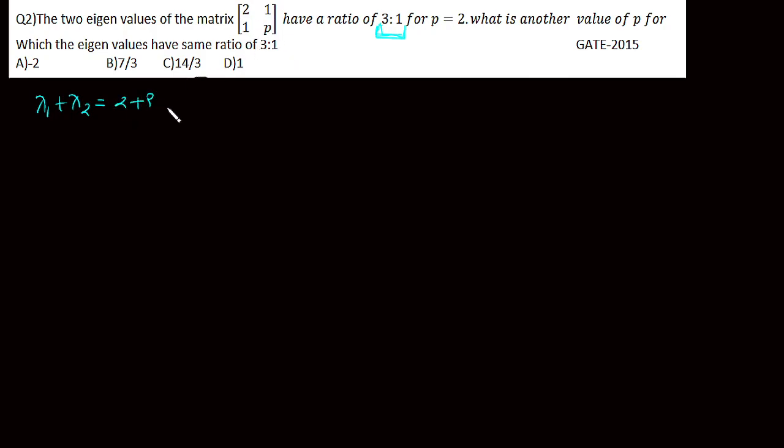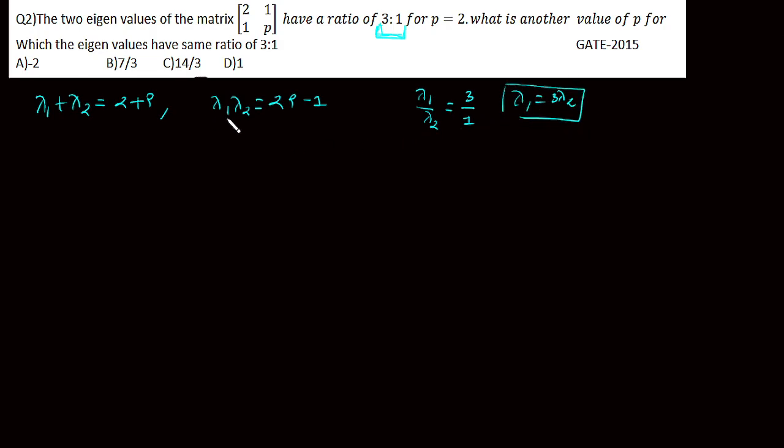Another property is that the multiplication of the two eigenvalues gives the determinant of this particular matrix. So here the determinant will be 2p minus 1. Now the condition given is that the eigenvalues have the ratio 3 to 1. So let's assume lambda 1 by lambda 2 equals 3 by 1. Here we can say lambda 1 will be 3 times lambda 2.